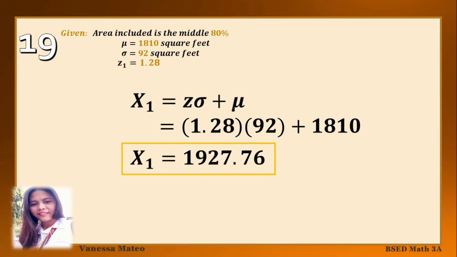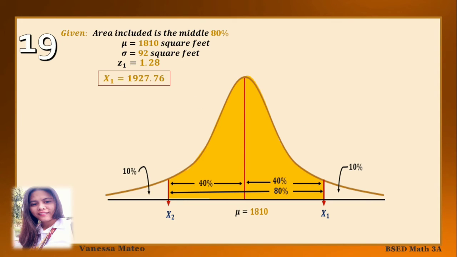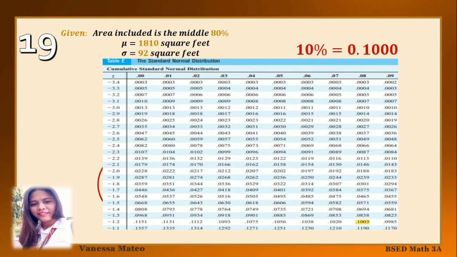Next, let us proceed to finding the minimum value. Going back to this figure, the area to the left of the negative z value is 10% or 0.1000. Again, with the use of Table E, let us look for the closest z value to 0.1000. It is also not in the table, but this area, 0.1003, is much closer to 0.1000. So the closest z value to 0.1000 is negative 1.28.